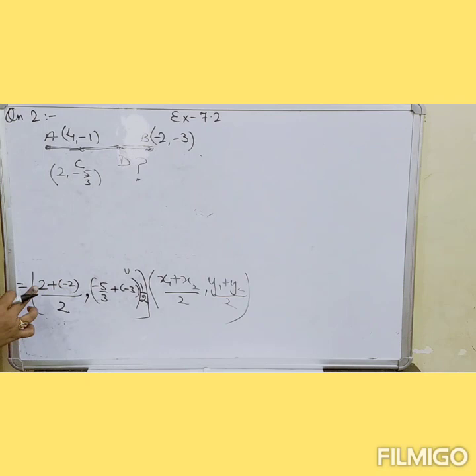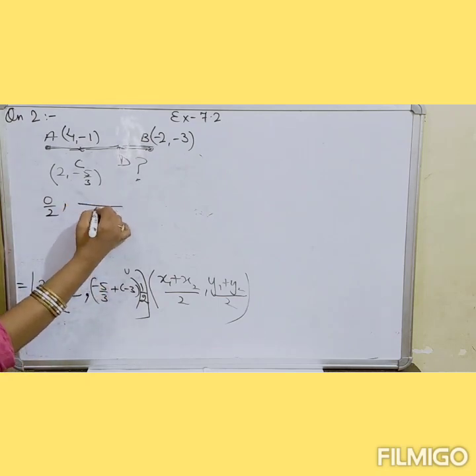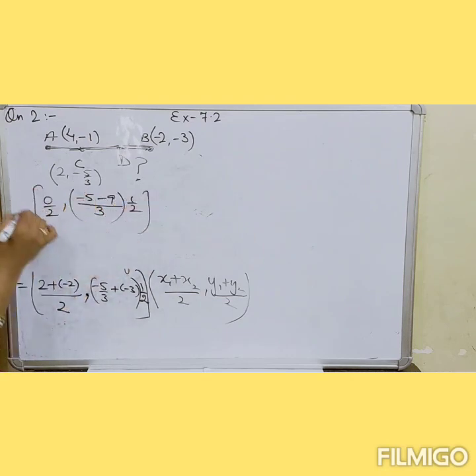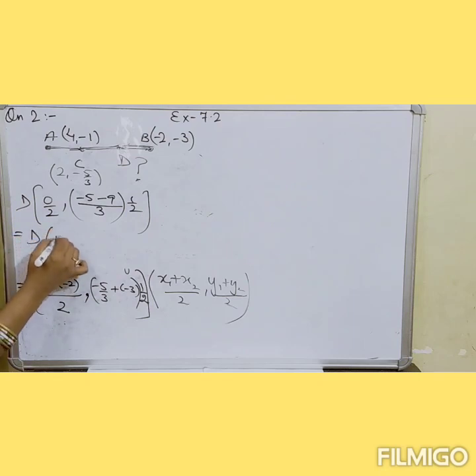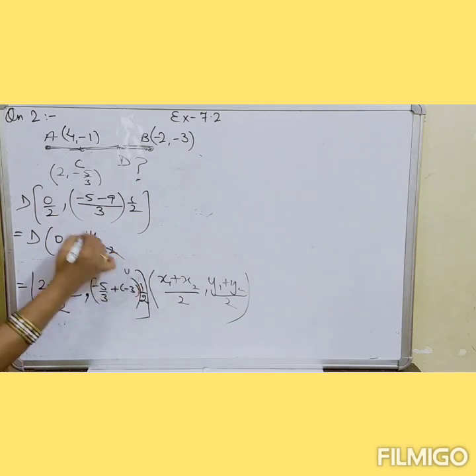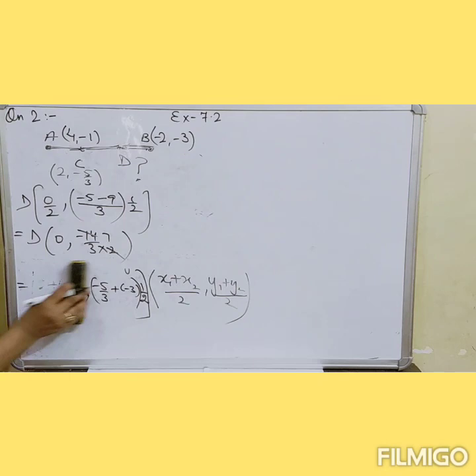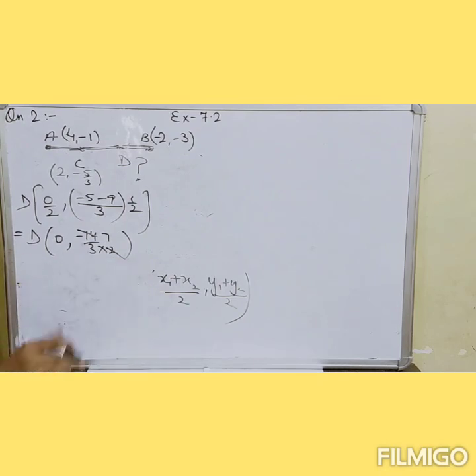After solving, what do we get? Minus 2 plus 2 by 2, that means 0 by 2, and 0 by 2 is again 0. We'll write it in the next step. Here we can take the LCM: 3 minus 5 minus 9 and is 1 by 2. So the coordinates of D will be 0, and minus 5 minus 9 is minus 14 by 3 into 2. You can cut this, and finally you'll have the coordinates of D as 0 and minus 7 by 3. So these are the coordinates for the point D.